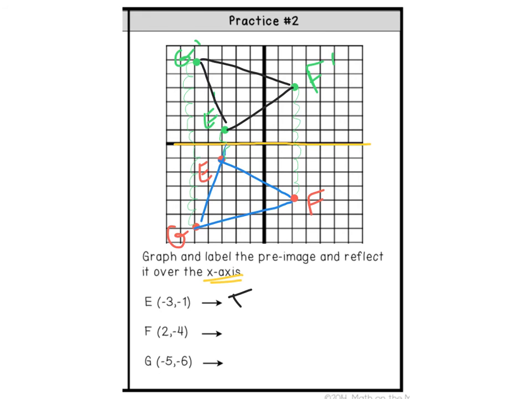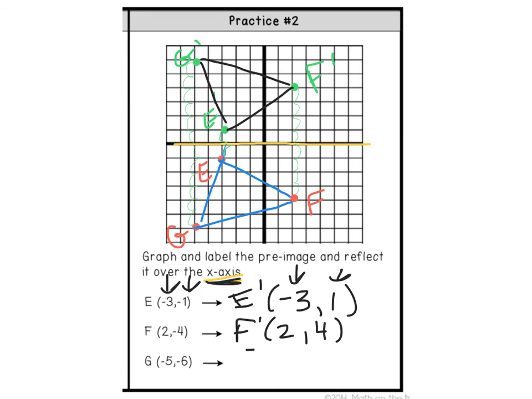So beginning with E, E prime is -3, +1. When we reflect over the x-axis, the x value stays the same, and the y value becomes the opposite. So that worked. Okay, F prime, so that's forward 2, down 4, or I'm sorry, F prime is forward 2, up 4. And then G prime is forward 5, or I'm sorry, oh my gosh, back 5, up 6.